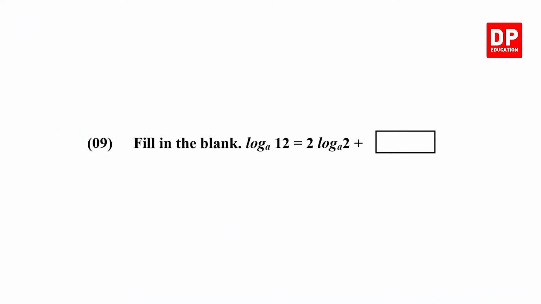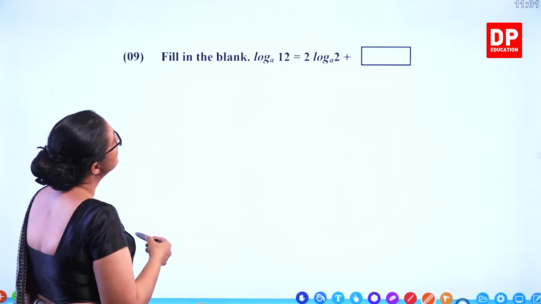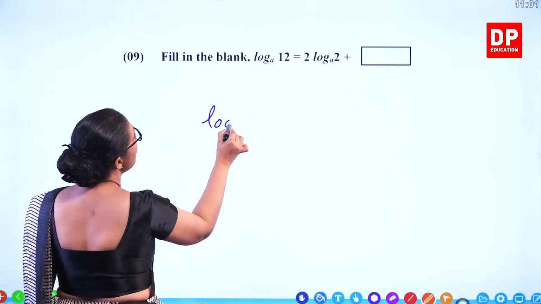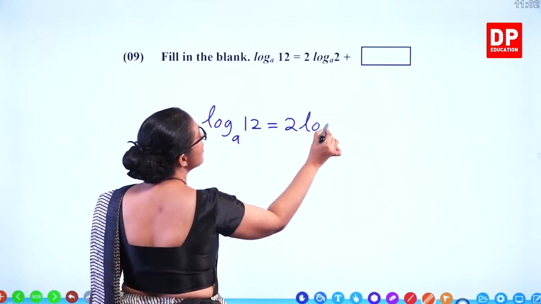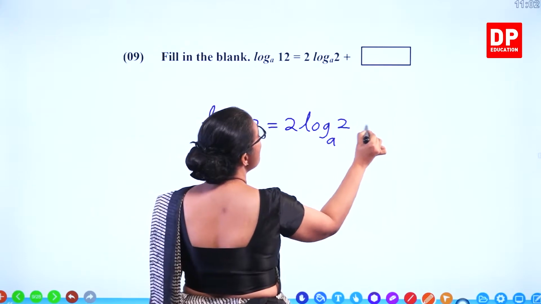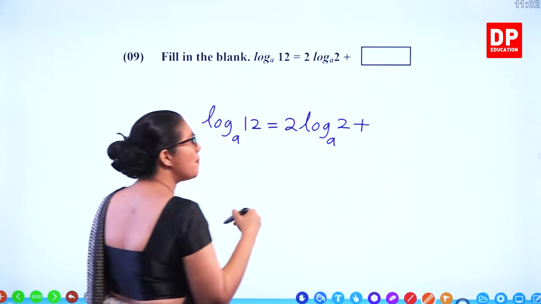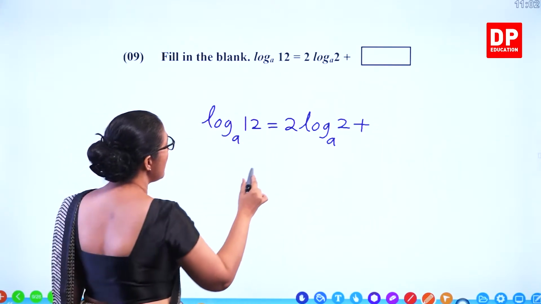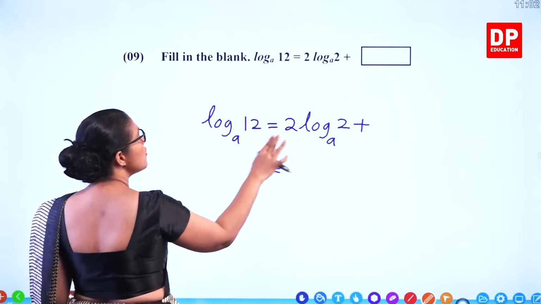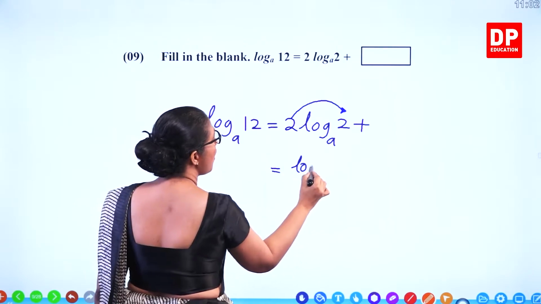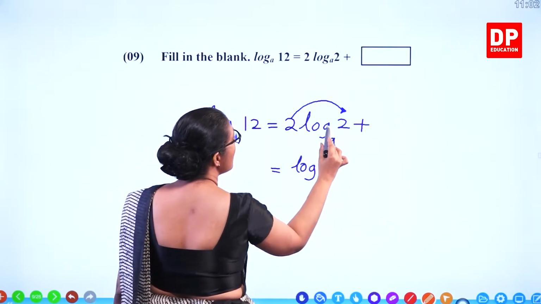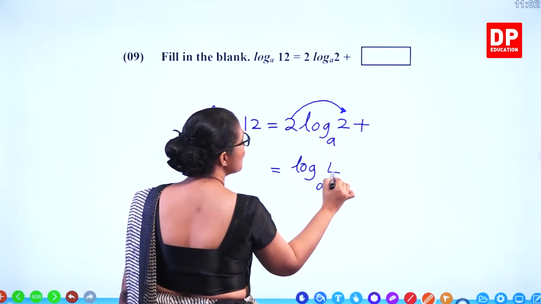Question number 9. Fill in the blank. Log to the base A of 12 is equal to 2 log A of 2 plus blank. You need to fill the blank. So here, to compare this, you have to take this 2 inside as a power. Log A of 2 to the power 2, that's 4.